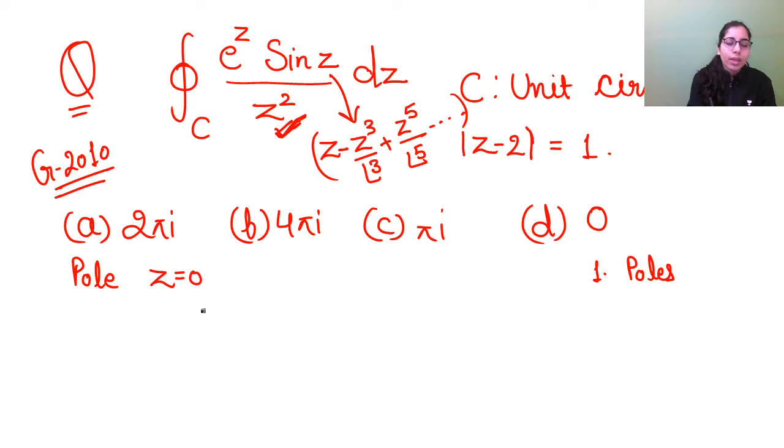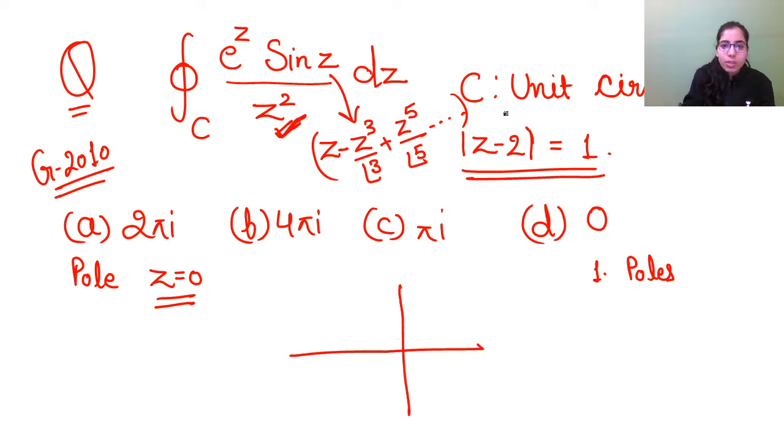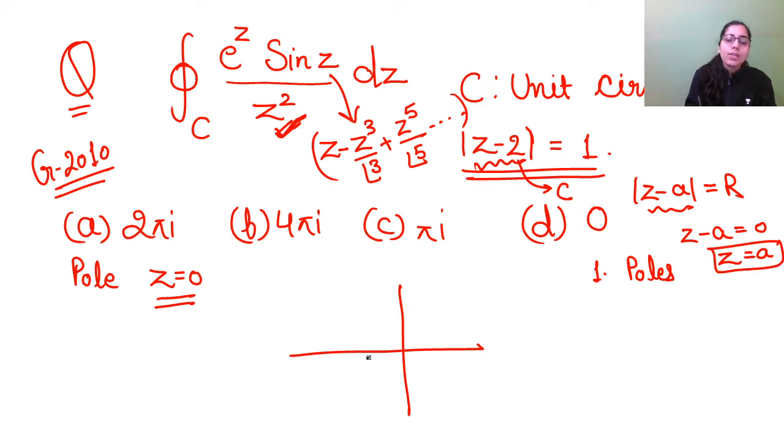Now the next thing: is the pole z is equal to 0 existing within the given contour or not? So what is the contour here? The contour is a circle for which the center is at z is equal to 2. Generally, if you are given the equation of the circle, that is mod z minus a is equal to r, then if you equate the mod term with 0, it tells you about the center of the circle. So z is equal to a is the center of the circle.